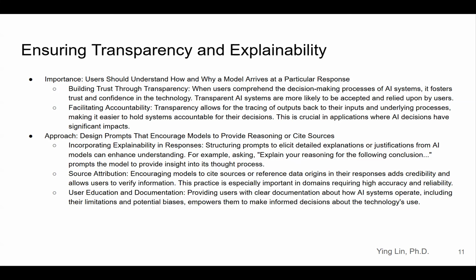And we can also implement transparency beyond prompts. Users should be informed about AI capabilities, limitations, and biases. Companies should provide clear documentation on how models work and what data they use. For example, a legal AI assistant should explain how it interprets legal documents and where its data comes from. Educating users about AI systems empowers them to make informed decisions.